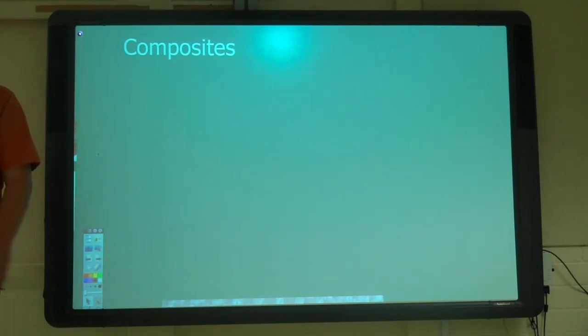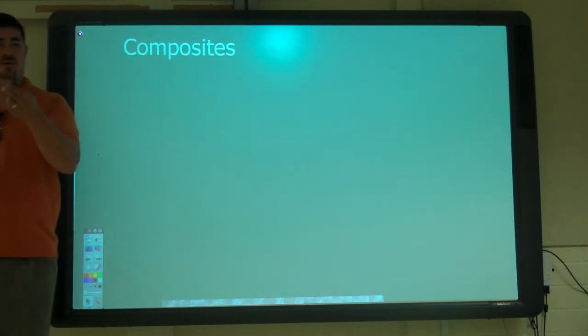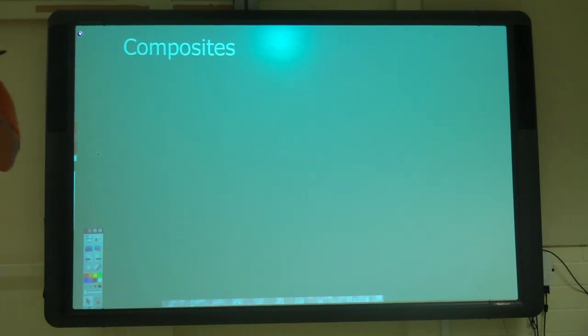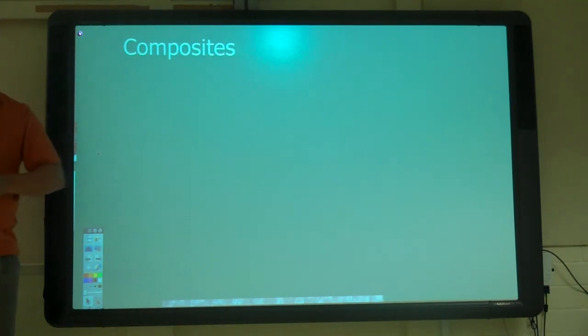What are some other composites? Cardboard. Wood. Yeah, wood. Cardboard could be, but wood. Wood is a composite, right? You've got wood fibers and then lignin holding it together. So any wood product is basically a composite, but usually we'll just call it wood.